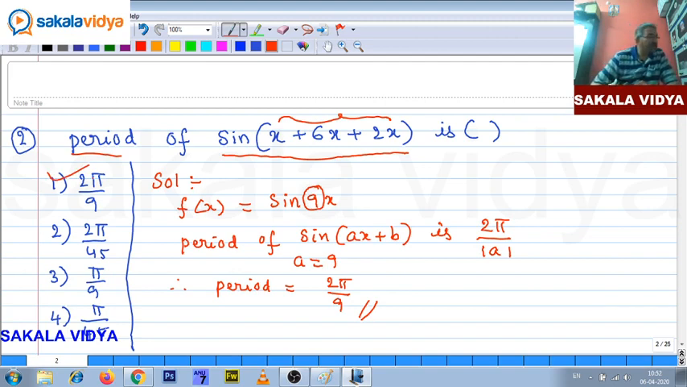Fourth option is pi by 45. Okay, clear. Thank you. So I will wait for just a few seconds so that you may write down or note down, you may take the screenshots.